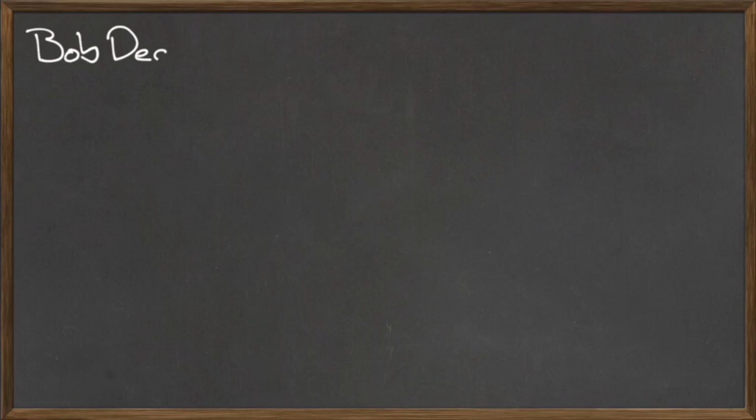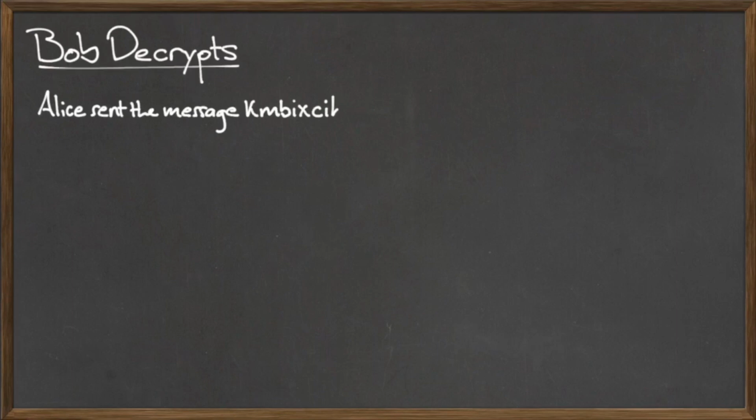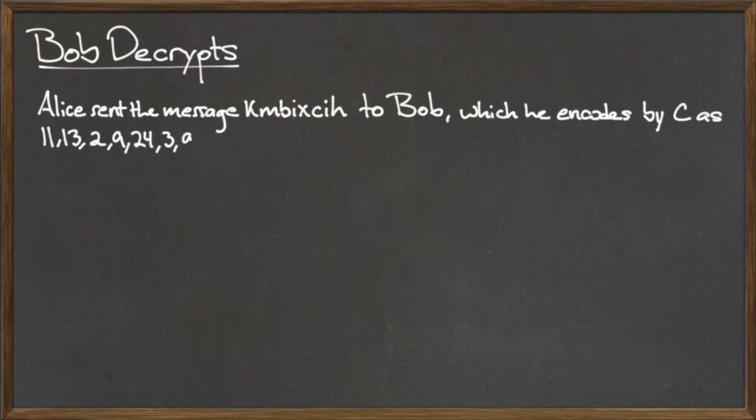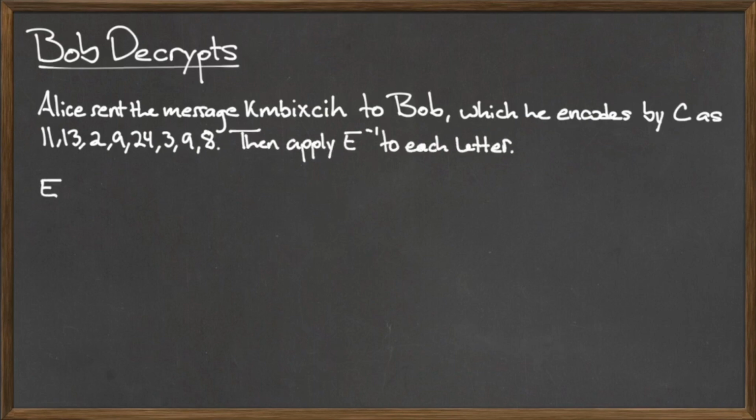Bob received the ciphertext KMBIXCIH from Alice, which he converts to numbers by use of the encoding function C. By doing so, Bob receives the numbers 11, 13, 2, 9, 24, 3, 9, and 8. To unscramble these numbers, he applies the function E-inverse, the decryption function, to each character.